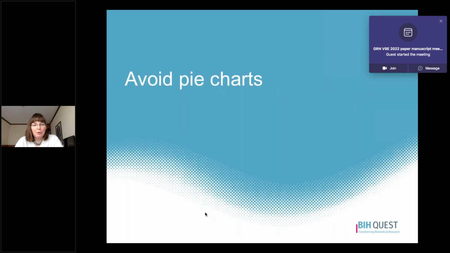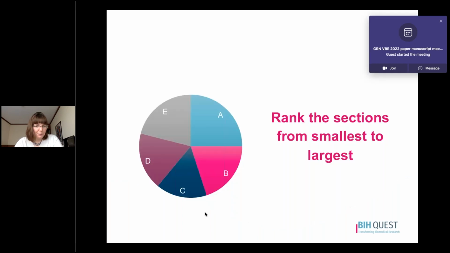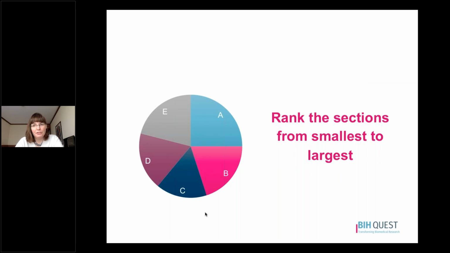Okay, the next important point is to avoid using pie charts. And so here I have an example pie chart. I'll just give you a moment and I'm going to ask you to rank the sections in this pie chart from smallest to largest. And you can just write down your numbers on a piece of paper that you have close by.